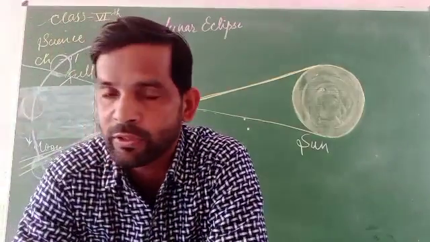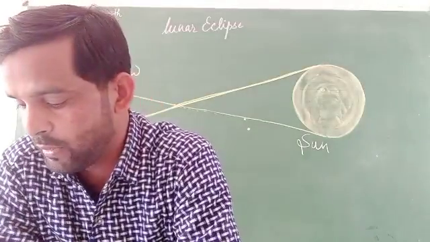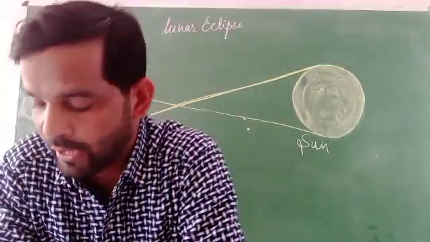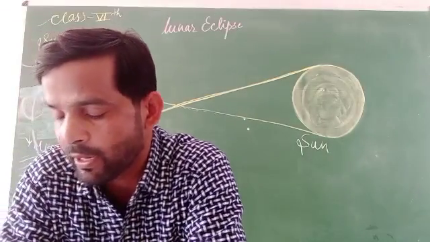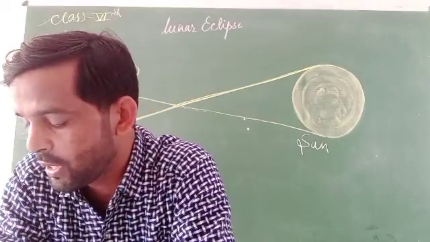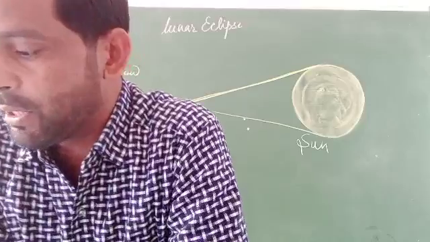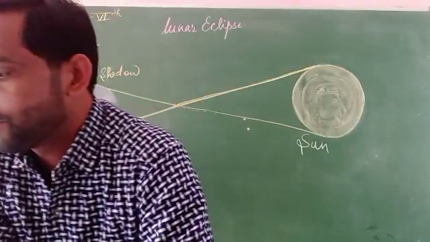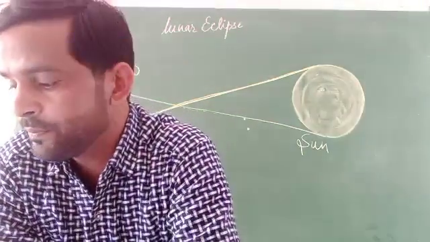It has two types: first is partial lunar eclipse, and second is complete or total lunar eclipse. In a partial lunar eclipse, only a part of the moon is made darker. When the whole moon is in the shadow of the earth, it is known as a complete or total lunar eclipse. We cannot see the moon at all, therefore the night becomes totally dark.